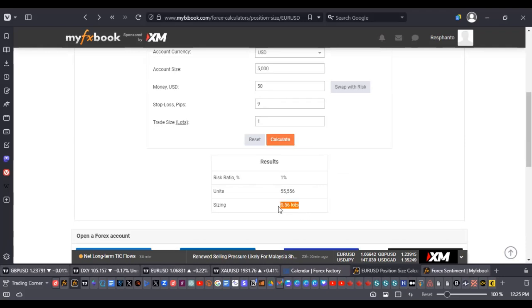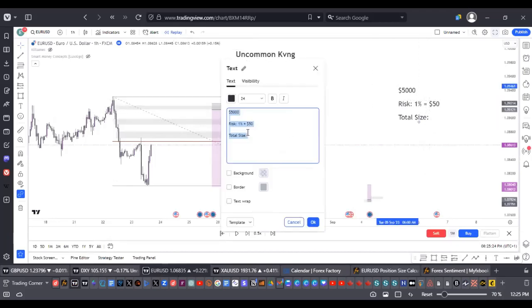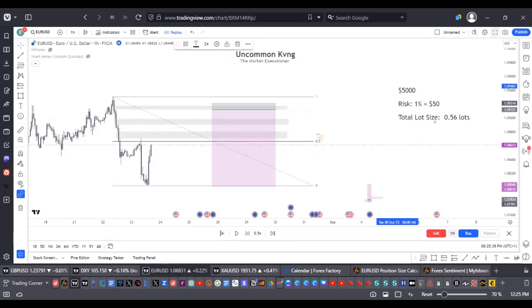So this is the amount of lot size that we are going to be using, right, for that trade that we want to take. So here we'll say our total lot size is 0.56 lots. Okay. So now on this account, on our 5K account, we're willing to risk 1%, which is $50. And using our position size calculator based on the amount of stop loss pips that we actually identified that we're going to use here, our lot size is 0.56.